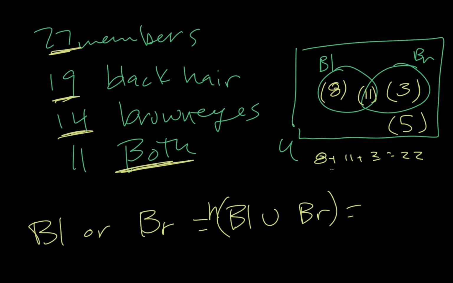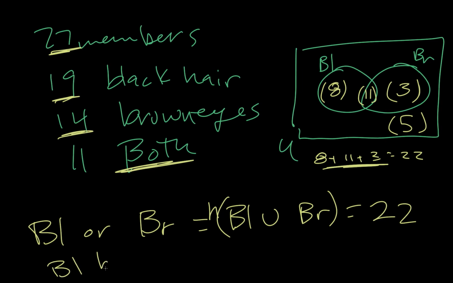So we already added the union. That's what this is, 8 plus 11 plus 3, so that's 22. And so the answer to that one is 22. And since it's a story problem, you might want to write a sentence to describe that, like 22 members have black hair or brown eyes, to answer the actual question. Okay, the next part, we want to know how many have black hair but not brown eyes.